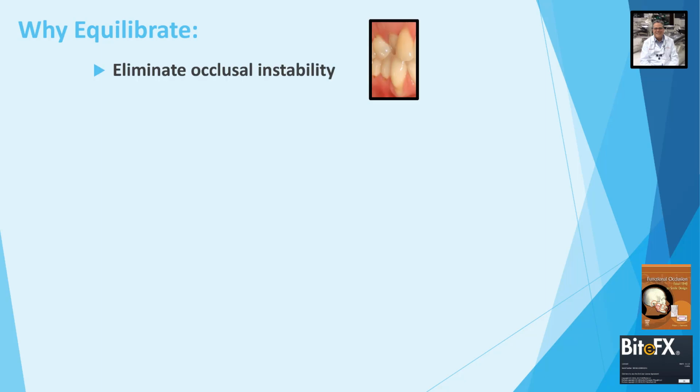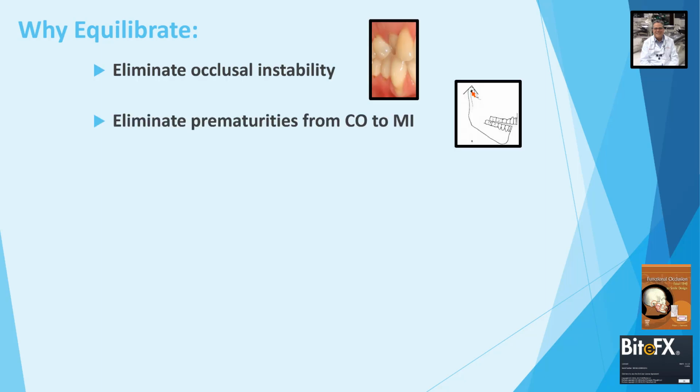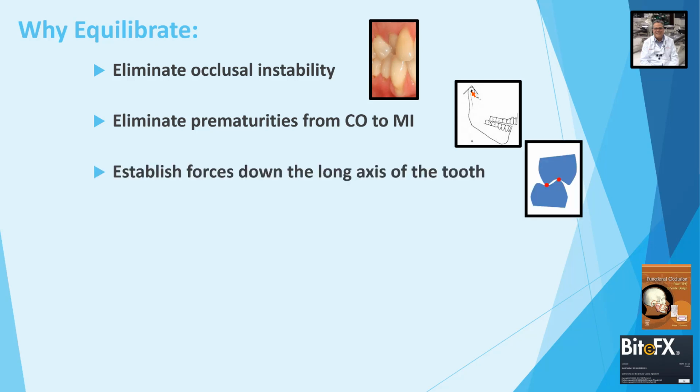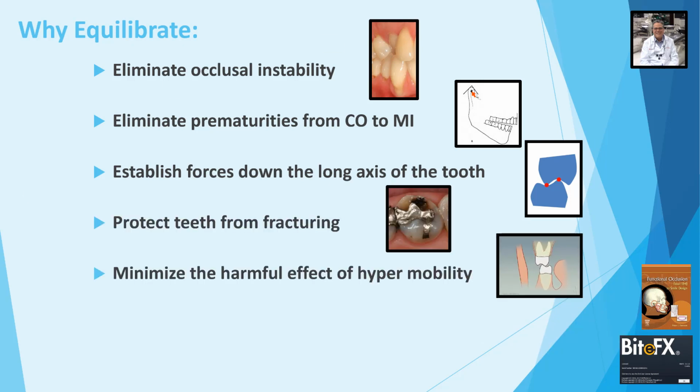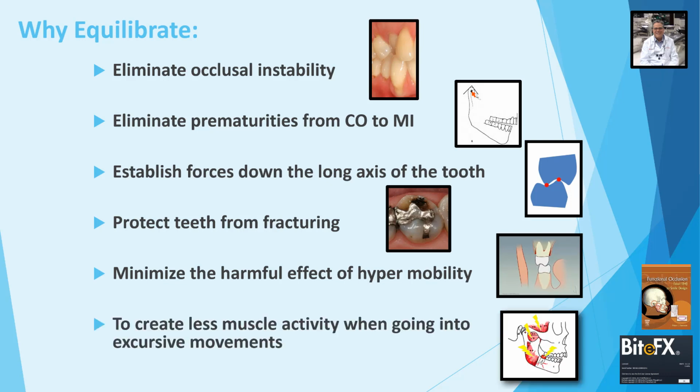So why do we equilibrate? Well, we want to eliminate occlusal instability. We want to eliminate prematurities from CO to MI. We want to establish the forces down the long axis of the tooth. We want to protect teeth from fracturing. We want to minimize the harmful effect of hypermobility. And we want to create less muscle activity when going into excursive movements.